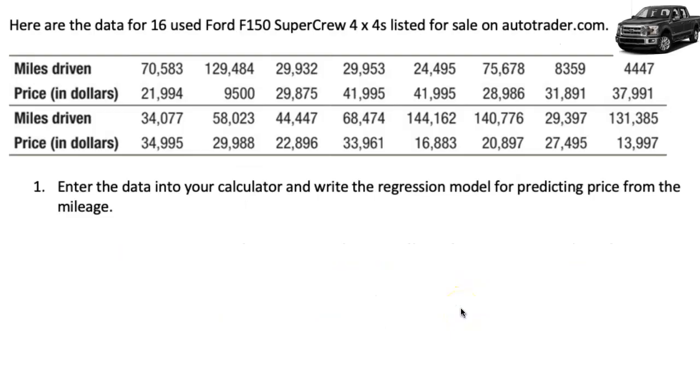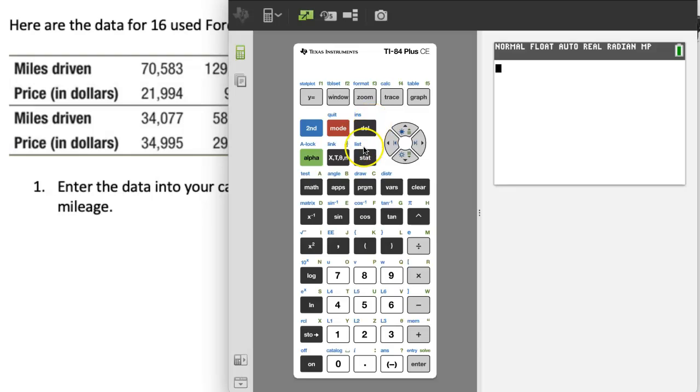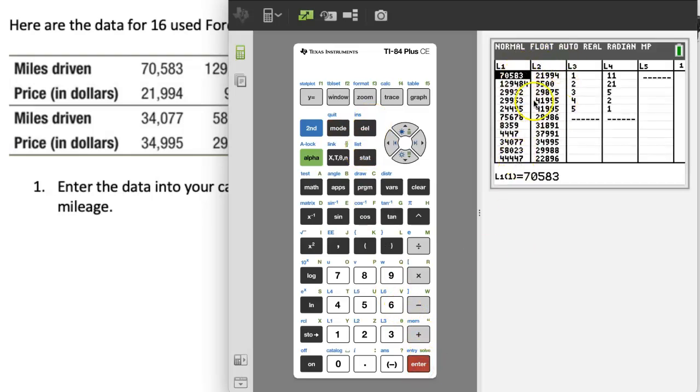Let's illustrate this today with these 16 data points, which are the miles driven and the corresponding price of a Ford F-150 Super Crew cab that was listed for sale on autotrader.com. So this truck sold for this price. I would like you to enter this data into your calculator. A reminder to do this, you hit Stat, Edit, and I already have my data preloaded in L1 and L2.